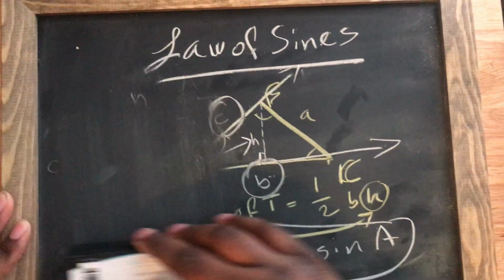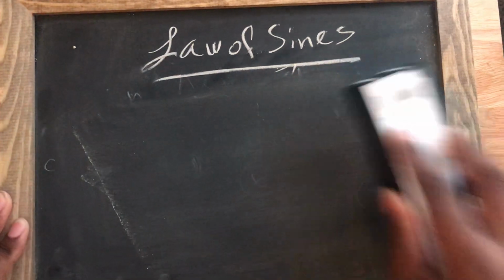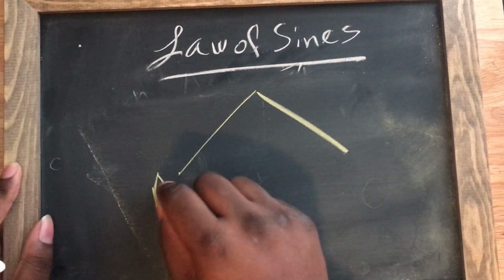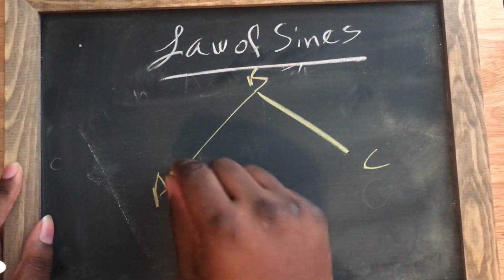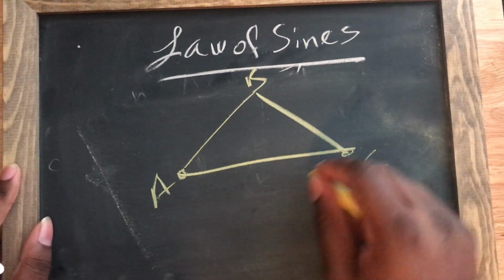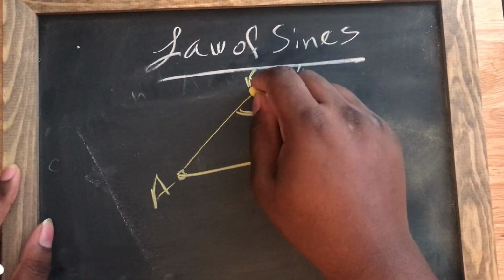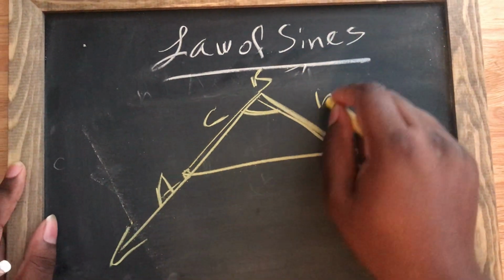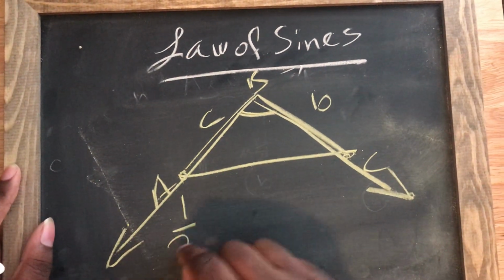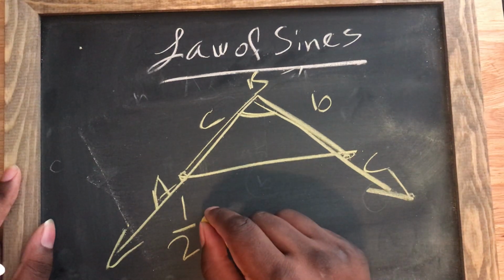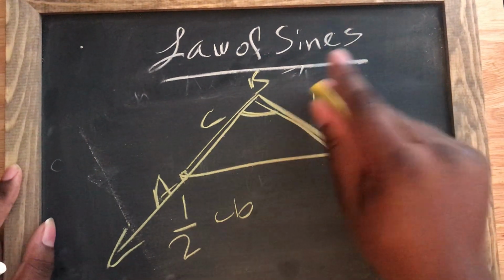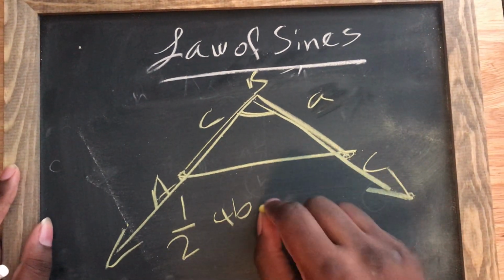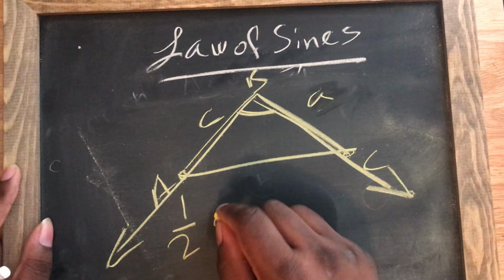Let me just go ahead and erase this. Another example is if we had, once again, A, B, C, and we could have maybe C, B. So the area of this triangle, for example, would be one half AC sine, sorry.